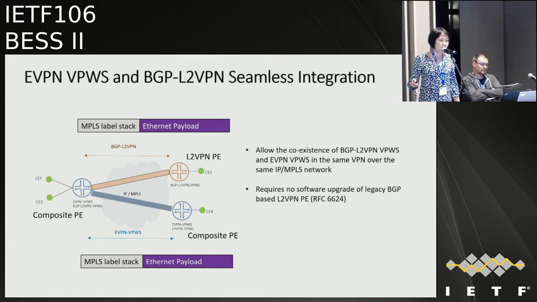If there is a legacy PE, we will establish the pseudowire with the traditional VPWS control plane and data plane procedures. If the other side is running EVPN, EVPN takes higher preference, and the pseudowire will be established with EVPN VPWS. So basically just three points: no upgrade for the legacy PE, composite or hybrid PEs always do both control plane signaling, and if both support it, EVPN takes preference.